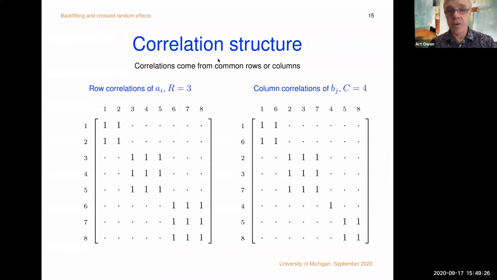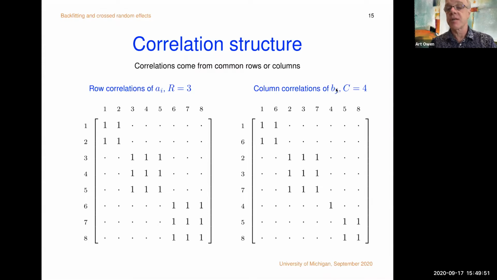Now let's look at the correlation pattern in our data. These are the row effects, A sub i. If you have the same row effect as somebody else, because it's the same person, then it's the same row effect and the correlation is 1. Observations 1 and 2 are in the same row, so perfect correlation. 3, 4, and 5 are the next row, 6, 7, and 8 are the next row. Correlations are 0 off of that block diagonal.